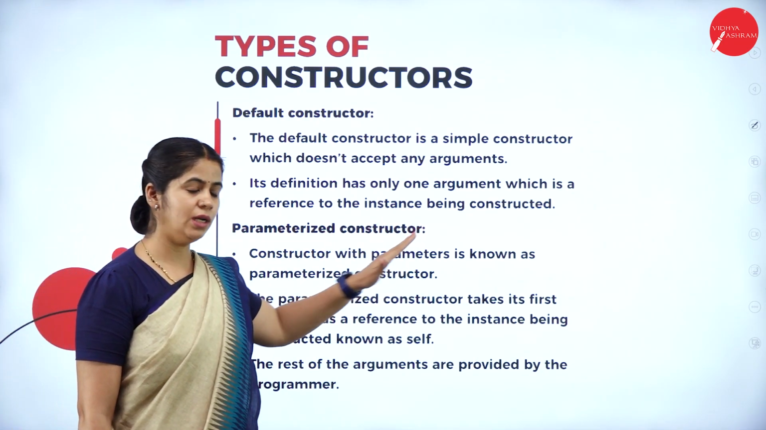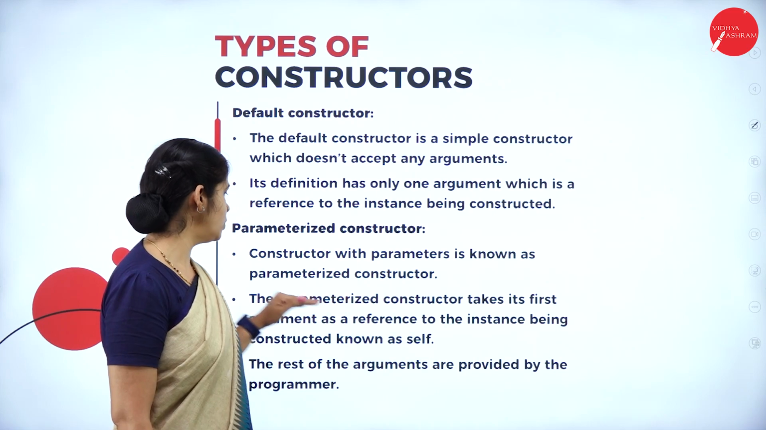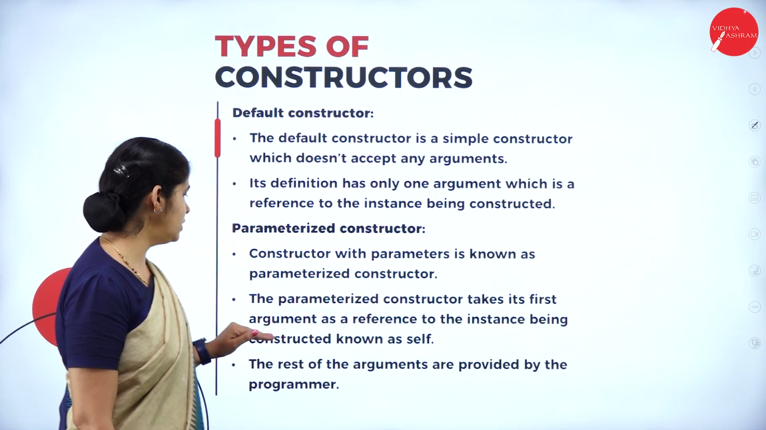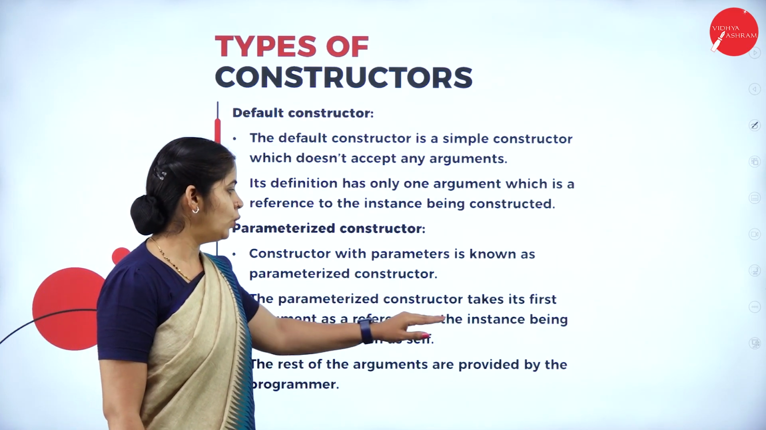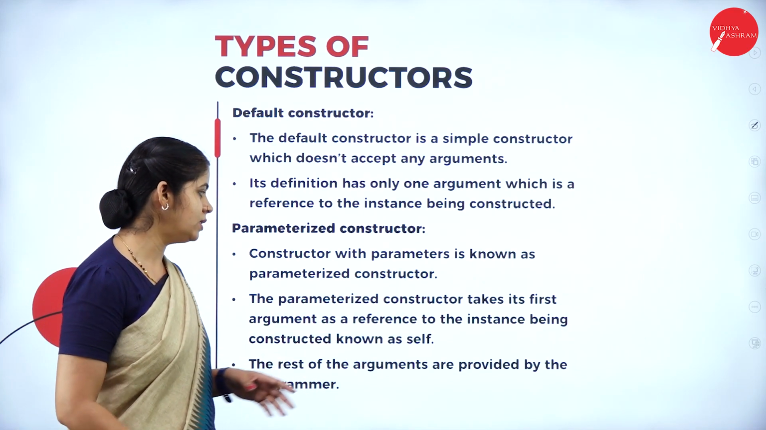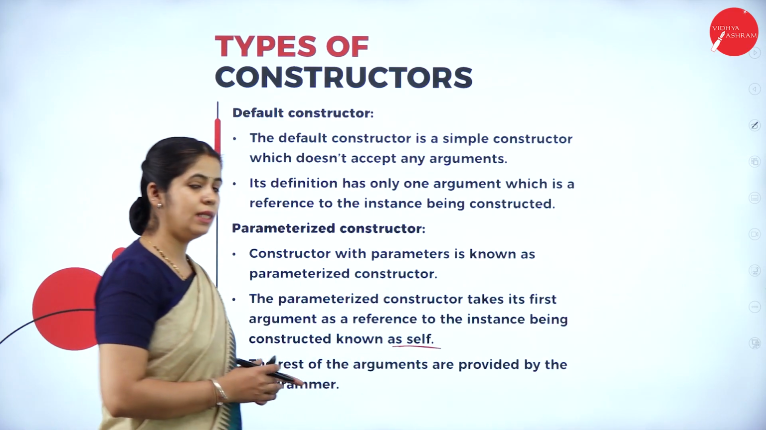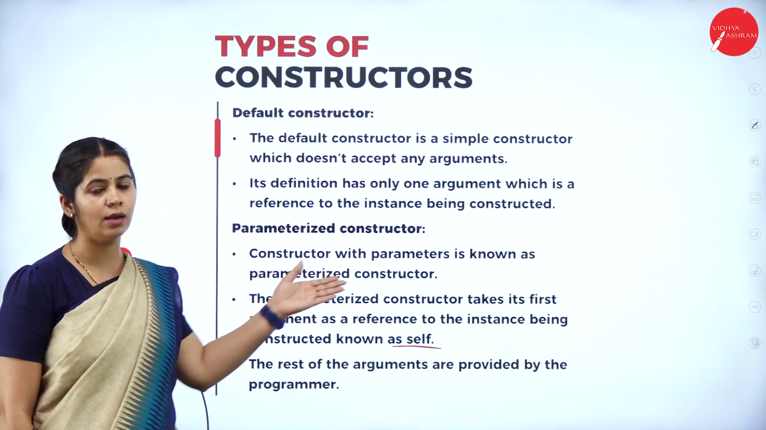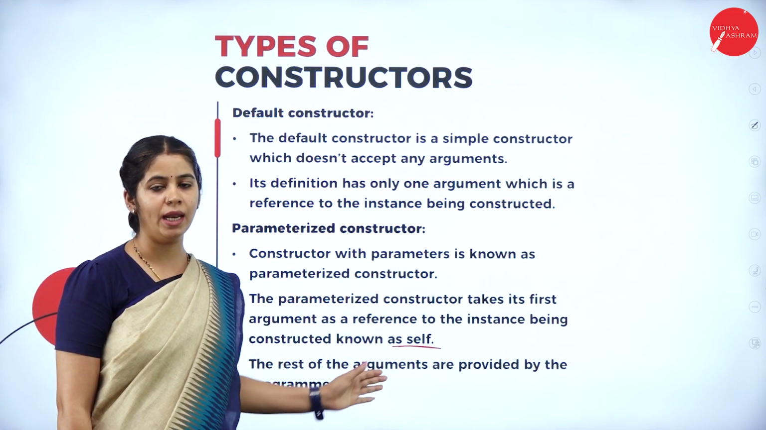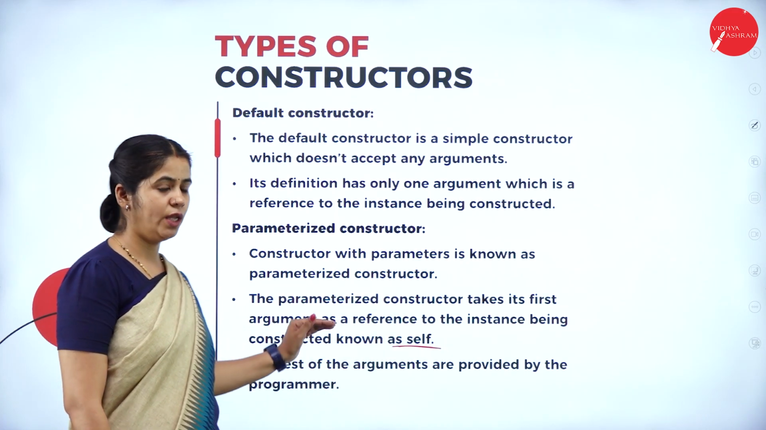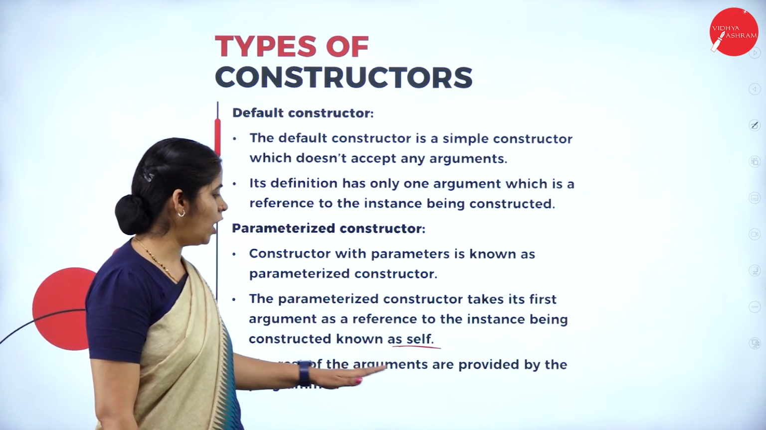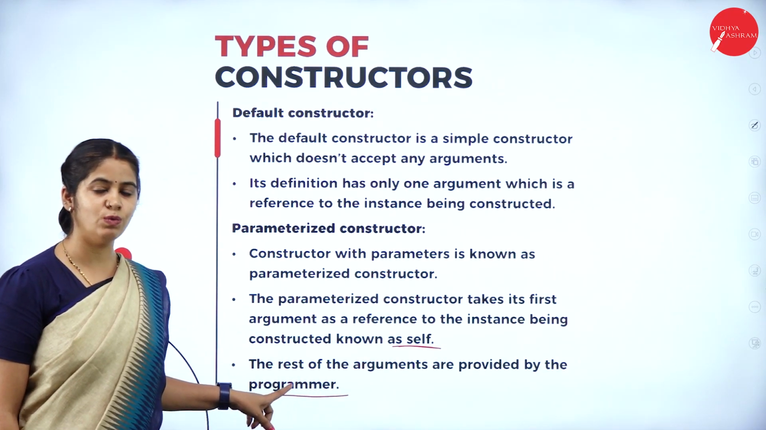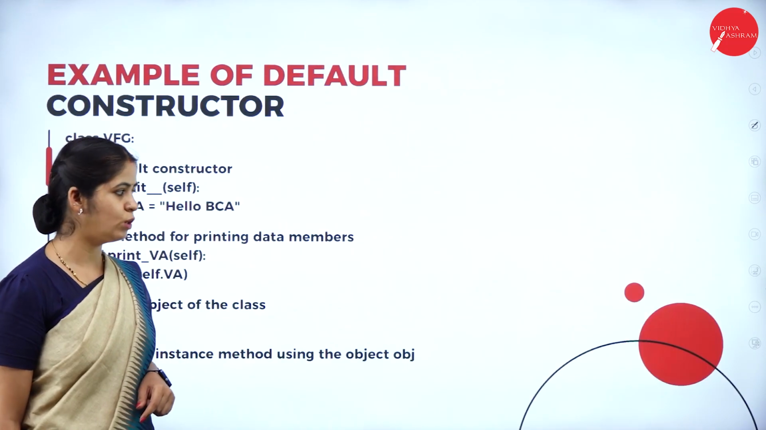When it comes to the parameterized constructor, a constructor with parameters is known as a parameterized constructor. The parameterized constructor takes its first argument as a reference to the instance being constructed, known as self. Whatever the first argument is, that will be the default argument, and the remaining attributes will be the data for that particular instance. The rest of the arguments are provided by the programmer, and their values will be provided during execution time.